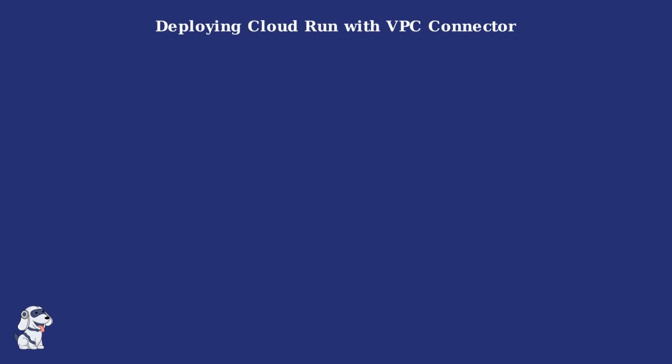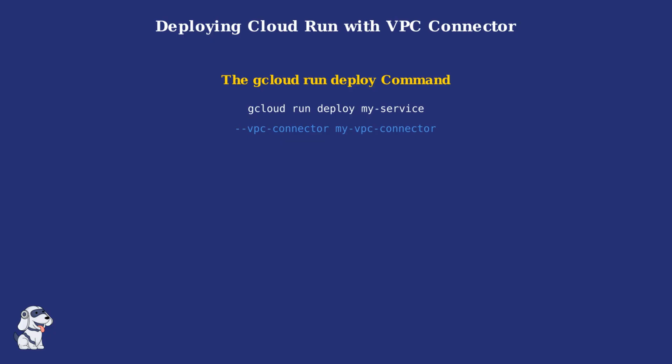Now we're ready to deploy our Cloud Run service with the VPC connector and environment variables. This is where everything comes together to enable secure communication with memory store. The deployment command has several key components. We start with the basic gcloud run deploy command, specifying our service name. The VPC connector flag is crucial. It links our Cloud Run service to the VPC connector we created earlier. This enables private network access.